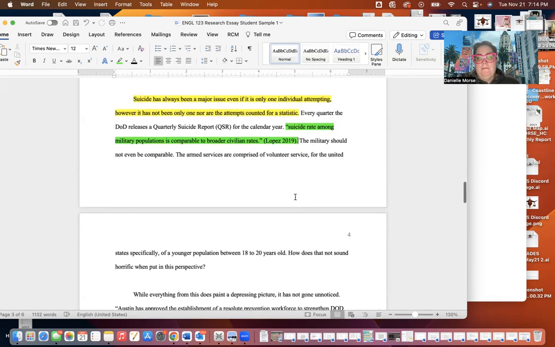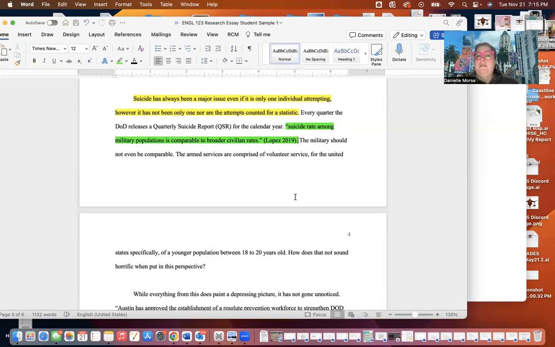So if I were to ask the student, what's the purpose of this paragraph? I don't know. I don't even know that I can infer. I think the most useful thing that is in this paragraph is that there's a mention of the quarterly suicide report. There's no mention of how long it's been around. There's no longitudinal data present. It feels like a very emotional paragraph.